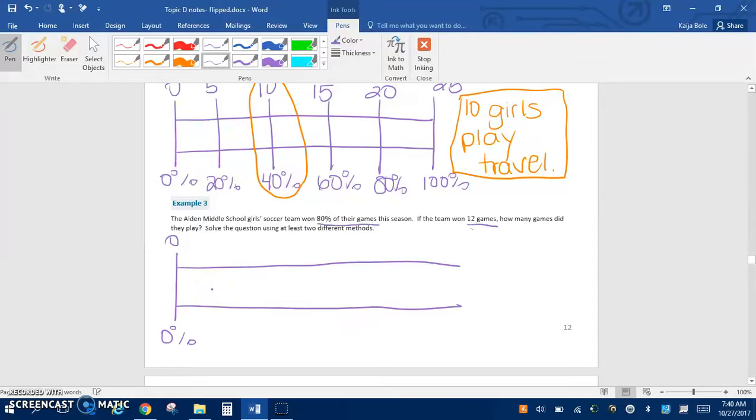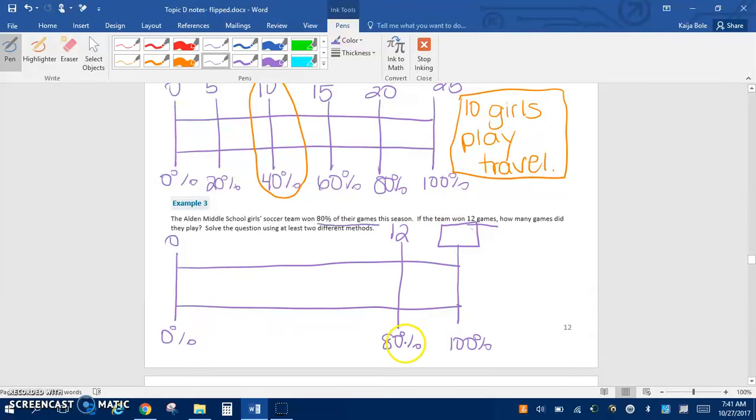Alright, and they told us that they won 80% of their games. So we know that the end is going to be 100%. And we don't know what this is going to be, so I'm going to draw a little box here. And we know that they won 80% of their games. So if we were to put 80% on the double number line, that would be about here. This is 80%, and they told us that they won 12 games. So 12 is going to go up on top.